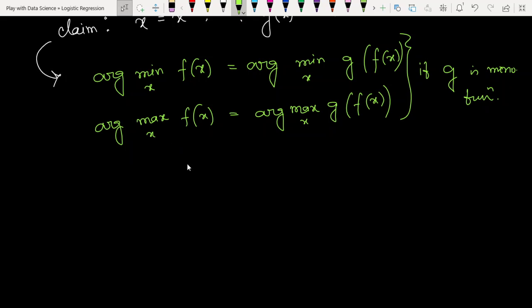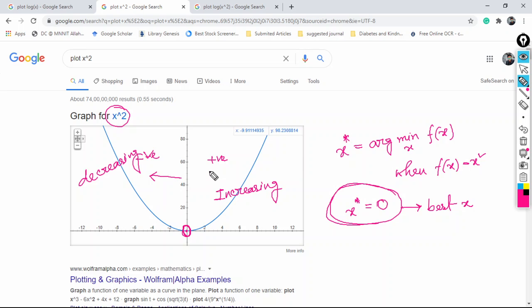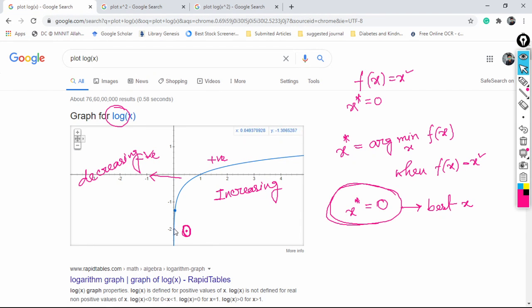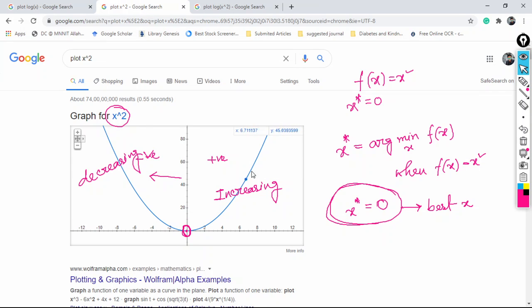So what we got geometrically, just go to this page. The minimum value, the best x for our f of x, here f of x is equal to x square. And what is the best x for the minimum value of f of x? We call it x star, which is equal to 0 in this example. Now we just draw the composition of log x. Previously we saw that log x is a monotonic function.